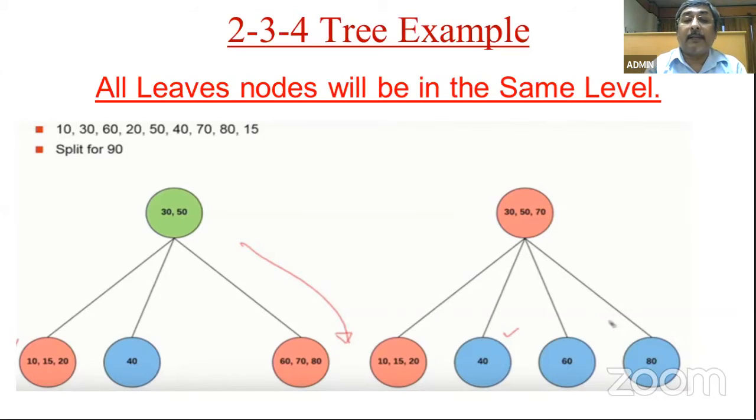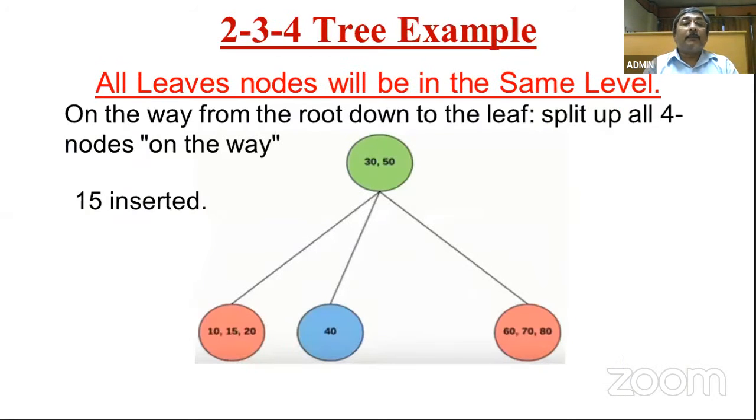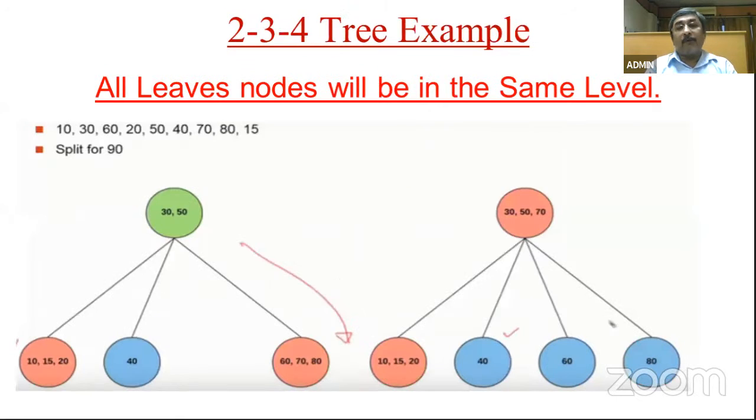To the left of 30, 10, 15, 20. Between 30 and 50, the link is 40. Between 50 and 70, the link is 60. And beyond 70, the link is 80. Now, do remember, every time I'm writing this, that on the way from root to the leaf, split a node which is a 4 node that comes on the way.